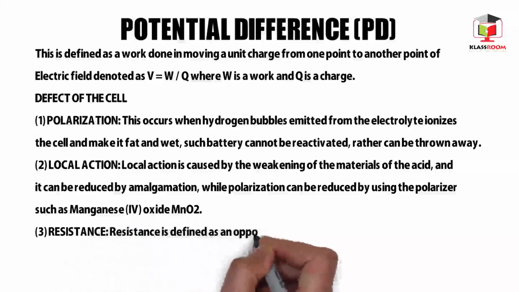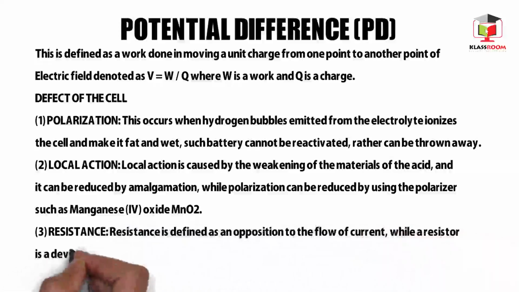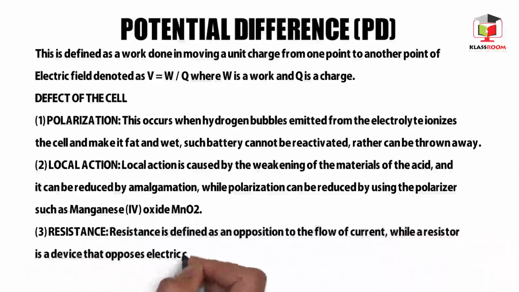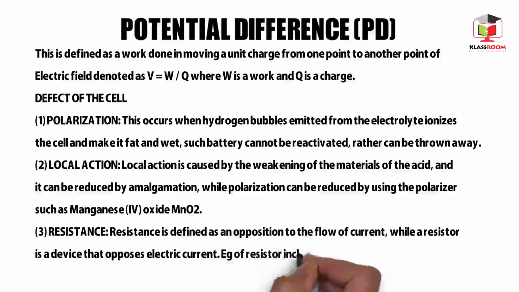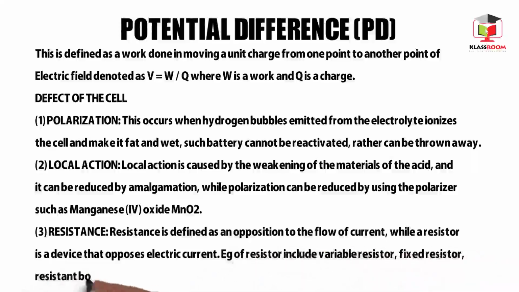Resistance. Resistance is defined as an opposition to the flow of current, while a resistor is a device that opposes electric current. Examples of resistors include variable resistor, fixed resistor, resistance box, etc.